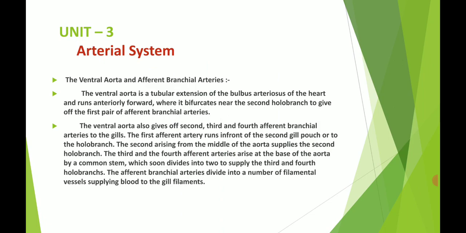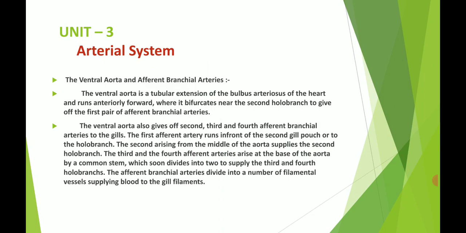In the previous lecture we saw the venous system, and the structure and working of the heart. In the arterial system we know that in the heart there are afferent and efferent arteries present. These arteries carry the blood which supplies the gills, which helps in the process of respiration. We are seeing one by one the role of the afferent branchial arteries and then the efferent branchial arteries. Firstly, we are seeing the ventral aorta and afferent branchial arteries.